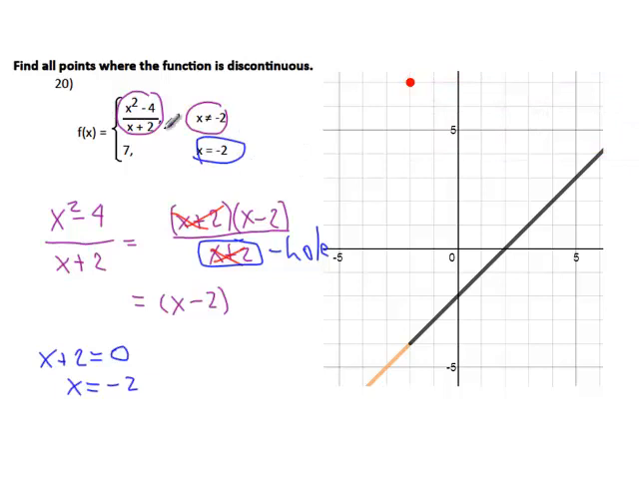So they gave us a specific definition for that hole, and they said when x equals negative 2, we're going to have a y-coordinate of 7. But as you can see, when x equals negative 2, it needed to be a y-coordinate of negative 4 to be continuous. So where is this function discontinuous? When x equals negative 2. This one turns out to be discontinuous at the point that we're interested in.